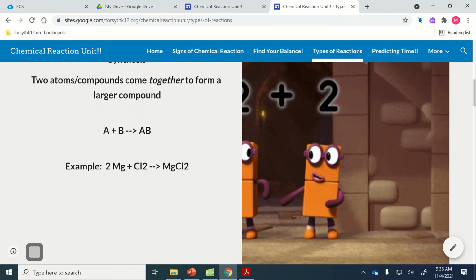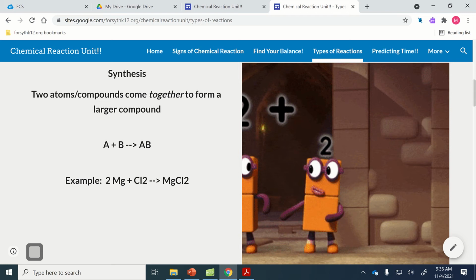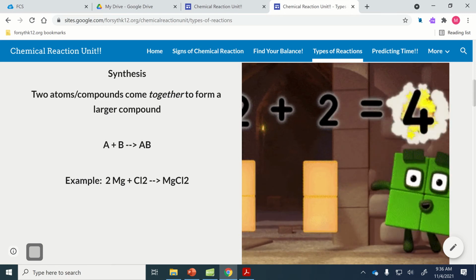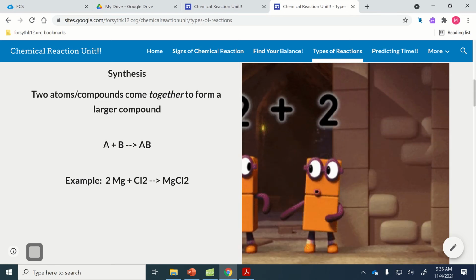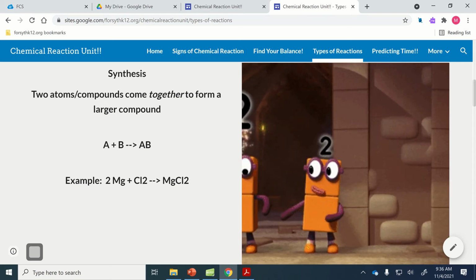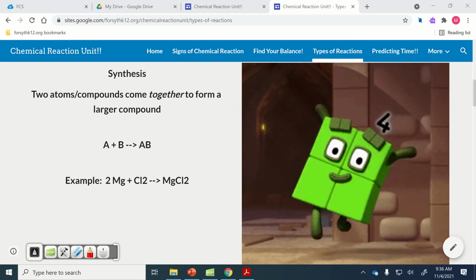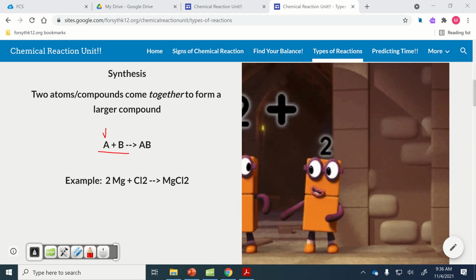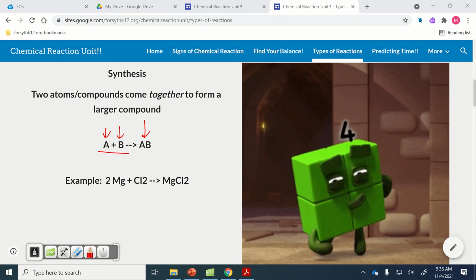So, synthesis. Synthesis is our first type of reaction. I say first, it's just the first one I have listed here. Synthesis is where you have 2 atoms or compounds and they're going to combine together to form a larger compound. You'll see that I'll write all of these reactions with A, B, AX, AB, all that stuff. It's just showing you A is one compound or element, B is another compound or element, and then what happens is they all combine.